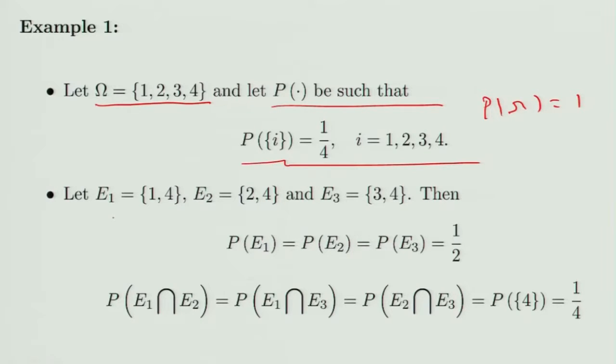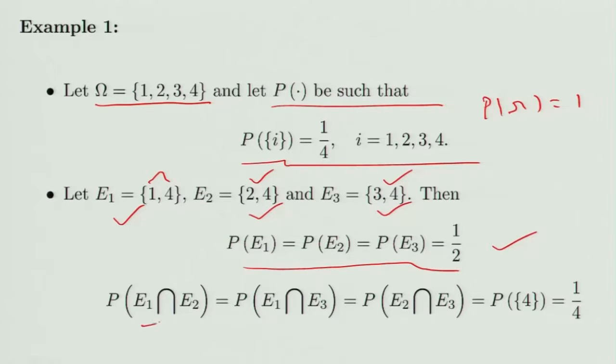Now I define events E1 as {1, 4}, E2 as {2, 4}, E3 as {3, 4}. So all of them have one element, 4, in common. Let us look at their individual probabilities. Probability of E1 would be 1 by 4 plus 1 by 4 because it has two elements, 1 and 4. So probability of 1 is 1 by 4 plus probability of 4 is 1 by 4, which is half. Similarly, probability of E2 is half, and probability of E3 is half.